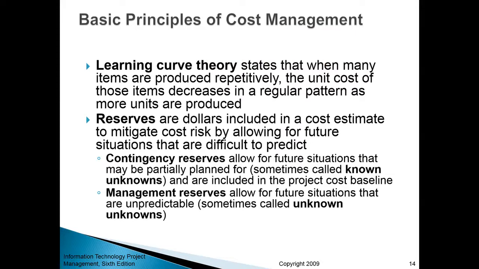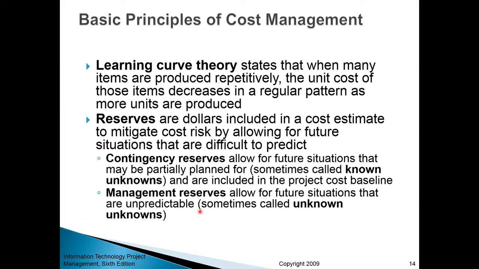Another concept in cost management is the so-called reserves. Reserves are dollars included in cost estimates to mitigate cost risk by allowing for future situations that are difficult to predict. There are subtypes of those reserves. Contingency reserves allow for future situations that may be partially planned for, for example, something along the lines of software bugs. You may not know what kind of software bugs you will have exactly, but you know that any kind of software will produce some bugs that need to be fixed.